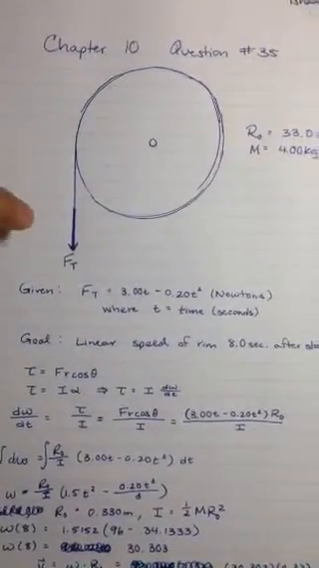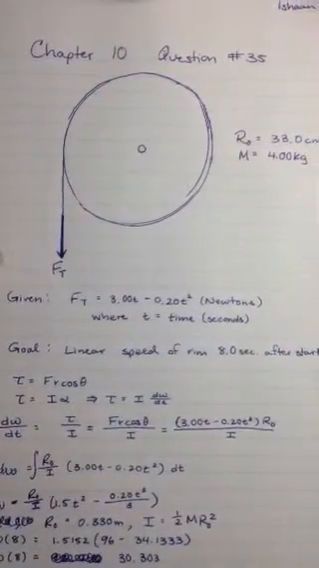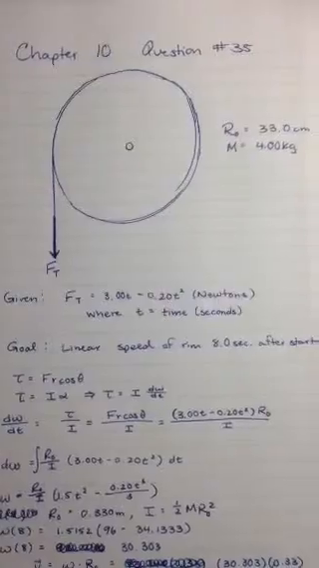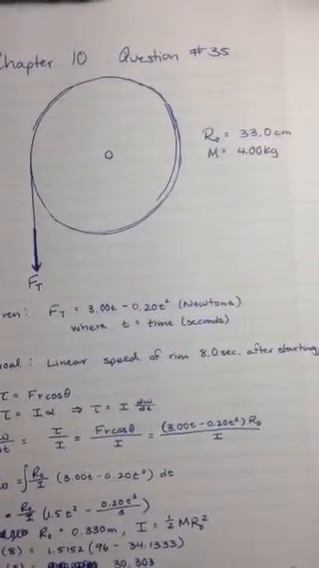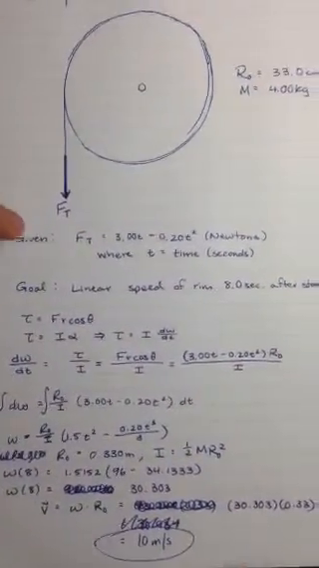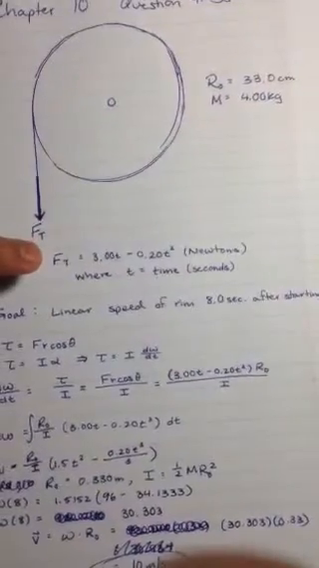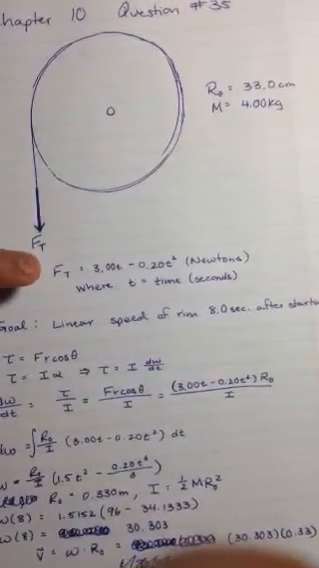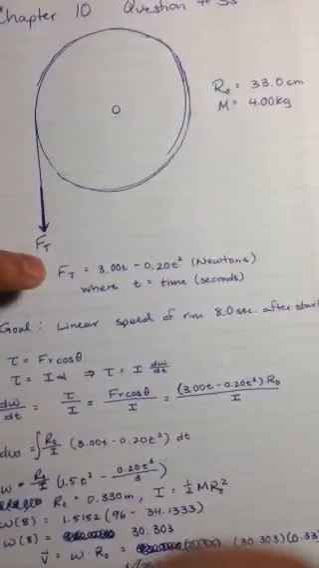So we have a pulley here with a string attached to it, and there's a force of tension acting on the string which makes the pulley turn. The pulley has a radius of 33 centimeters and a mass of 4 kilograms. So we're given that the force of tension is described by the function 3t minus 0.2t squared.